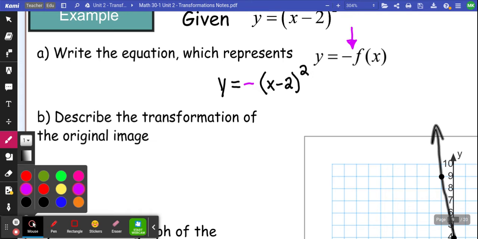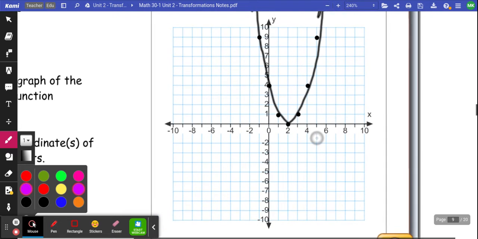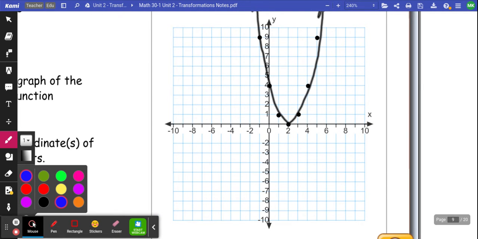So my points that I'm going to have here. Oh, I was like, that doesn't match up. No, it does match up. That's right. I have a -1, -9, so point down here. I have 0, -4. I have 1, -1, which is actually not on my graph. That's okay. I have 2, 0. I have 3, -1. I have 4, -4. And I have 5, -9. I have this looking quadratic now.